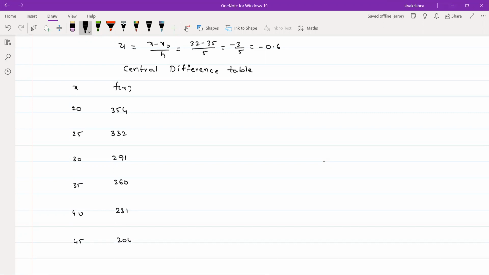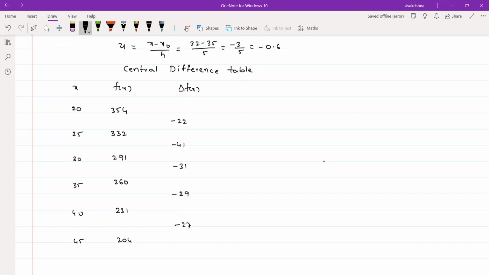Now we have to find the first differences, delta f of x. 332 minus 354 gives minus 22. 291 minus 332 gives minus 41. 260 minus 291 gives minus 31. Next, 231 minus 260 gives minus 29. And finally 204 minus 231 gives minus 27. So these are the first differences.